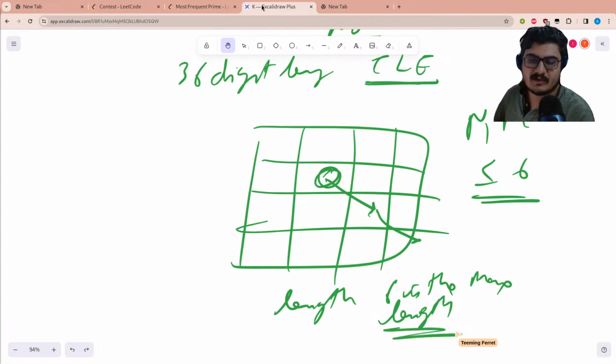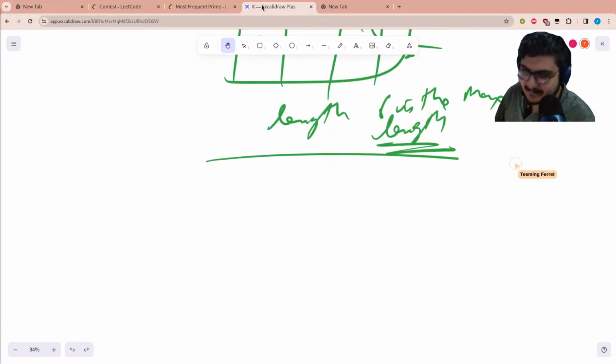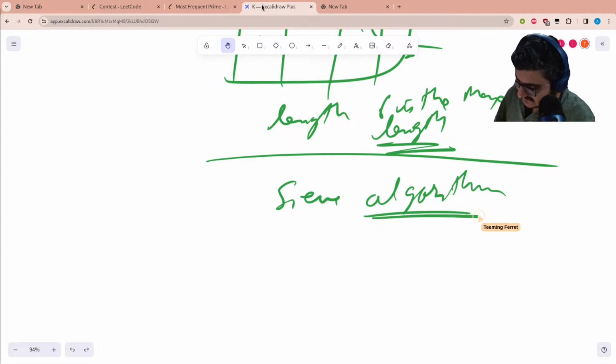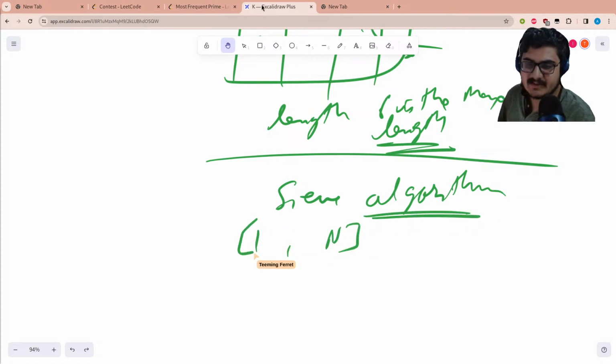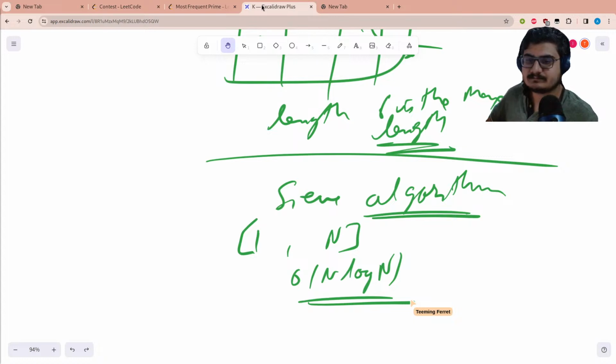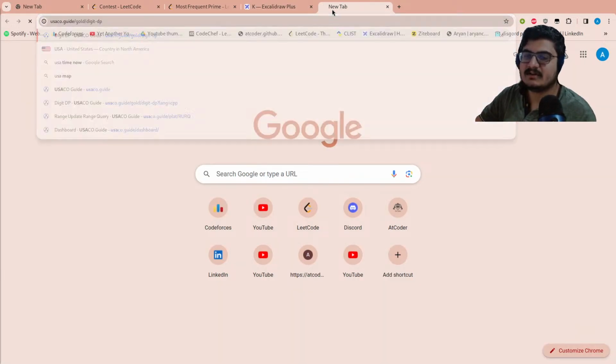So if we know for each number from 1 to 10^6 whether it's prime or not, then our path would be easy. To pre-compute whether a number is prime or not, we can use the sieve algorithm. For each number from 1 to n, it computes whether a particular number is prime or not in n log n. I will put in the chat what the sieve algorithm is.